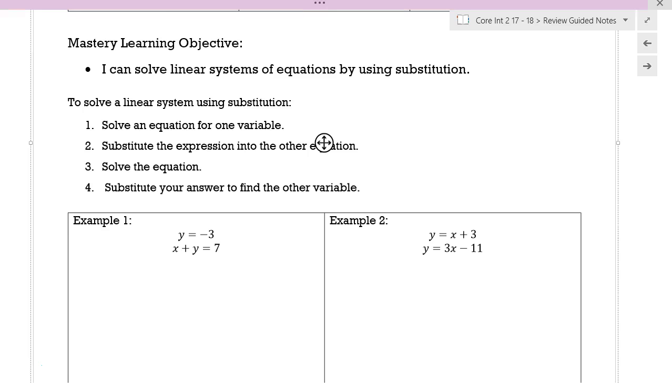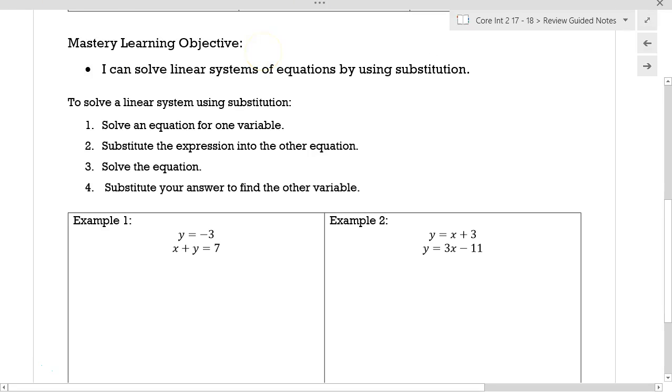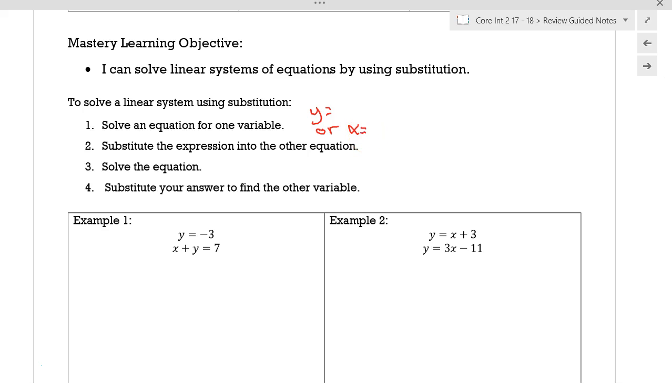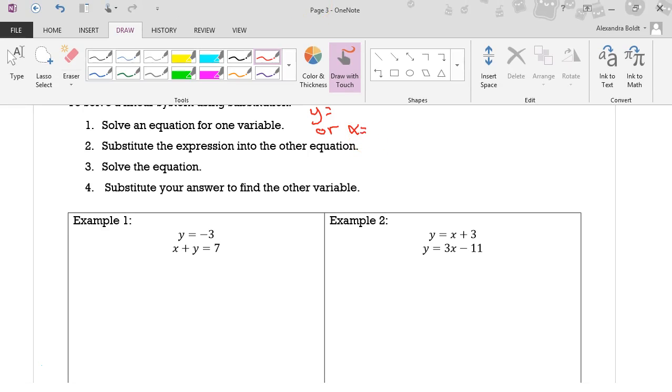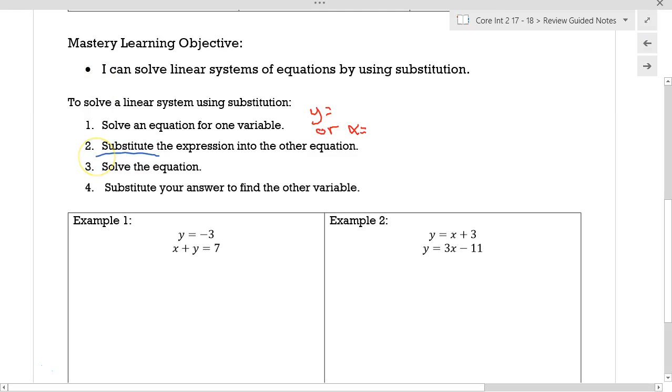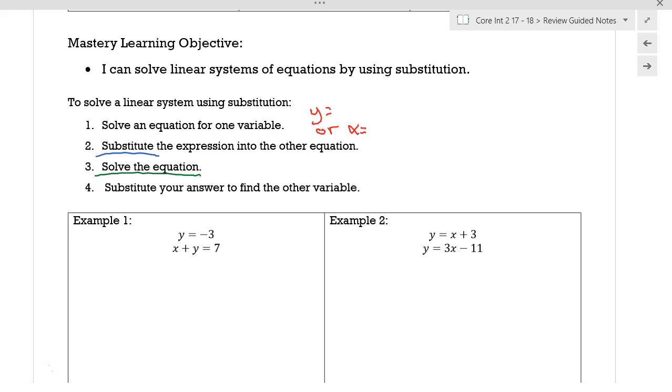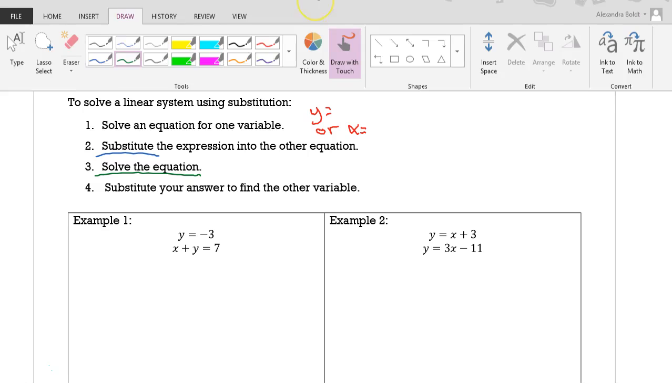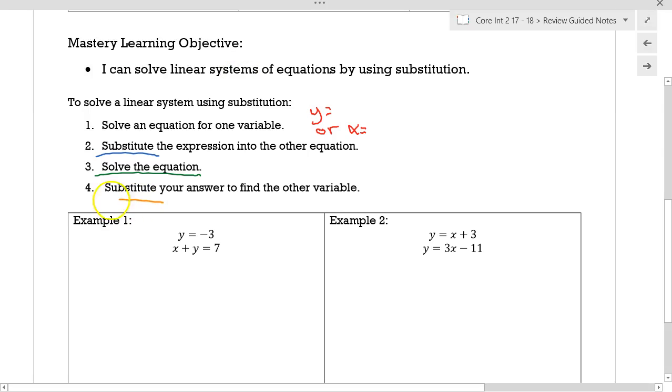Number two, so this is y equals or x equals, right? Any one equation like that. Number two, substitute the expression into the other equation. Step three, solve the equation. That's just like what we were doing in our last MLO, right? Solving the equation. And then our last step is to substitute to find the other variable.